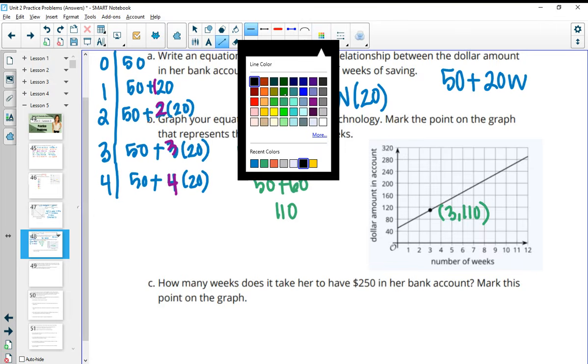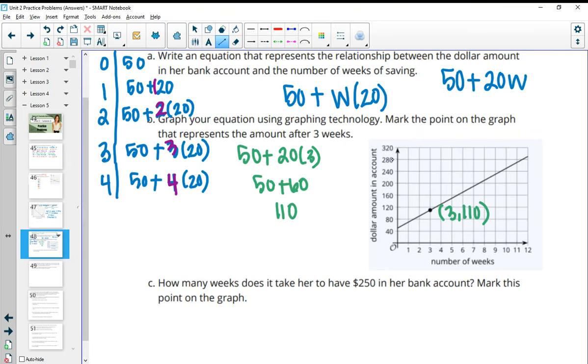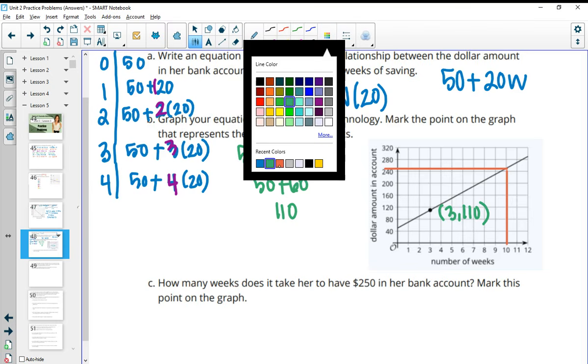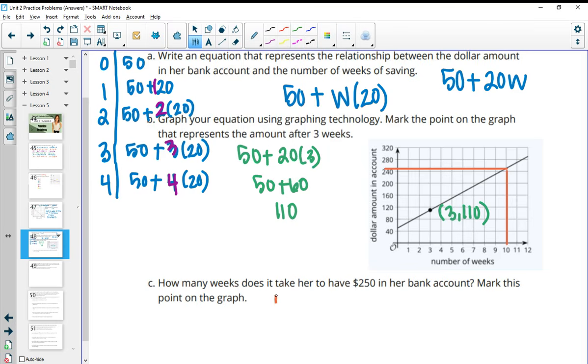Then C asks us to find when she will have $250. So then we look to the Y axis to go to 250, so about here, and we go over until it hits the equation, and then we look down and see how many weeks that would be. So this is telling us that she will have $250 after 10 weeks. And you could certainly check that by calculating 50 plus 20 times 10. And 20 times 10 is 200, and 50 plus 200 is 250.